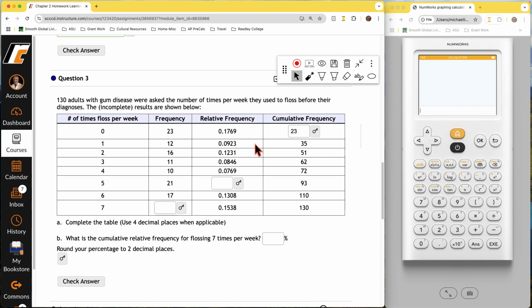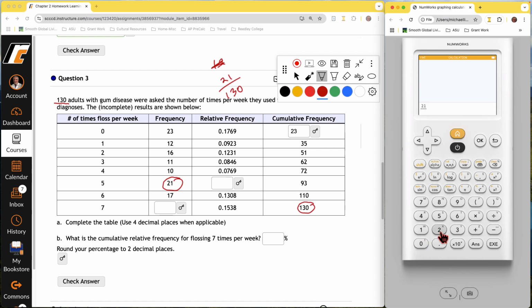Let's see here, a relative frequency. So to get a relative frequency, we've got to take the frequency itself for this measurement here, the 21, and divide by the total number that we've gotten. And they sampled 130 adults. We see that there, so there should be 130 total for the frequency. Also, the cumulative is 130, so we know that. So for this one, we're going to take 21 divided by 130, and that will give us our value. So about 16%. They want 4 decimal places.